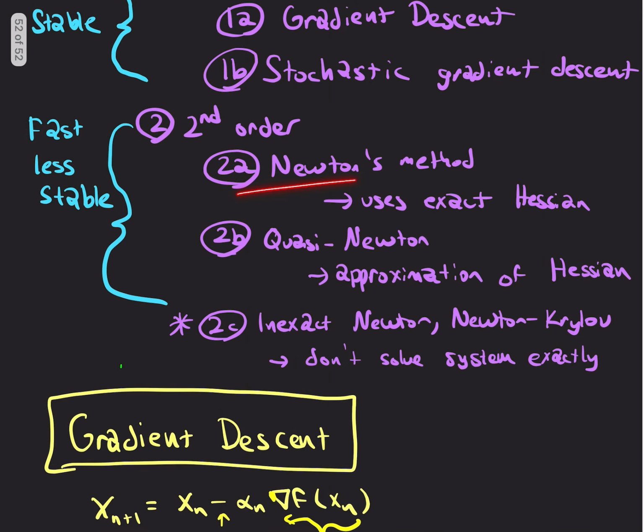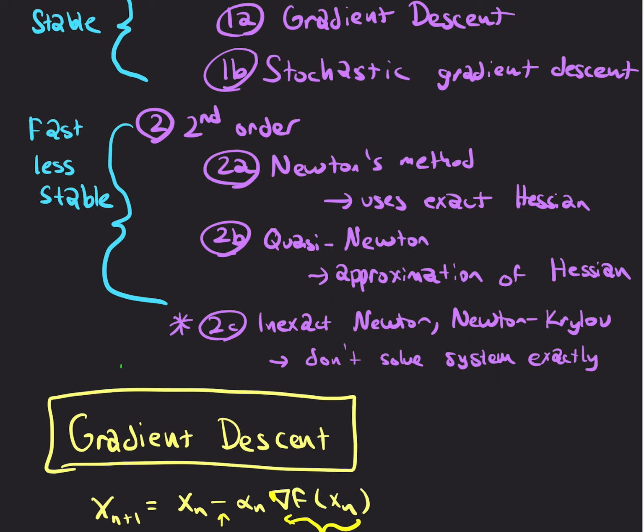And as far as second order methods, you want to think Newton's method. So this uses a second order approximation using the exact Hessian. Then there are quasi-Newton methods, because the Hessian can be expensive, and you might not want to store it either. There's also quasi-Newton methods that use an approximation of the Hessian. And then finally, I put a star by 2C, which is inexact Newton, Newton-Krylov, Newton-CG. The main idea behind these is that you don't solve the system for the step involving the Hessian exactly.